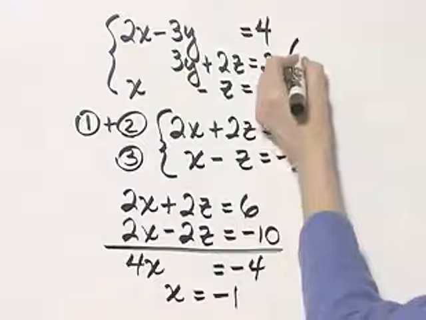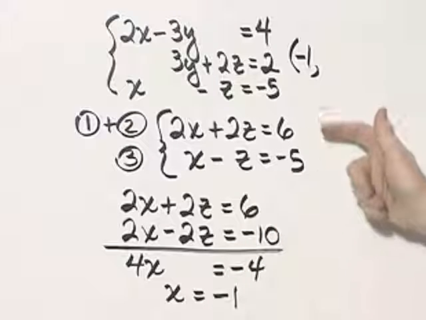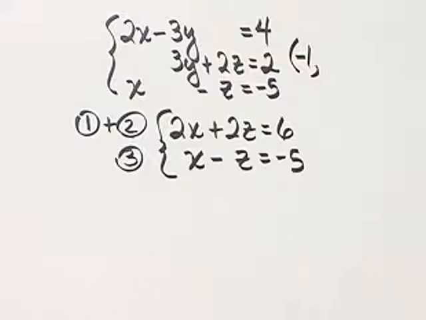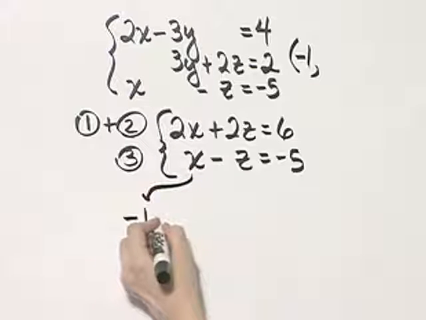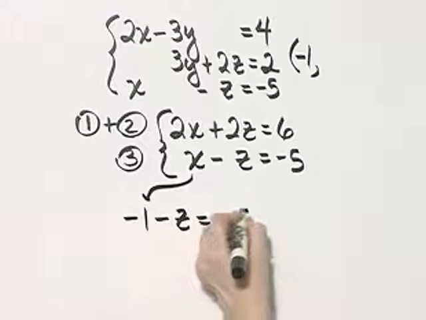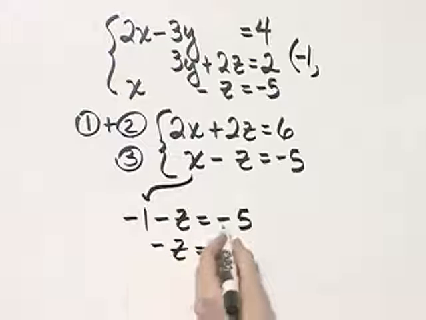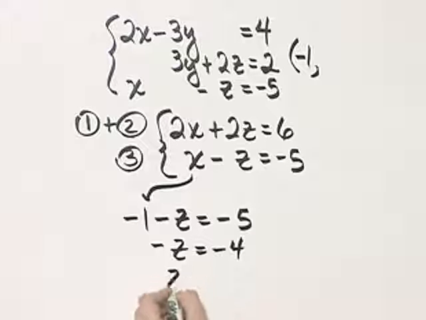So I have an x value. It looks like we have one ordered triple solution. The x value is negative 1. How can we find the corresponding z value? Pick an equation in x's and z's only. I'll go ahead and pick equation 3. Since x is negative 1, negative 1 minus z is equal to negative 5, I can solve this equation for z. So I'll have negative z is negative 5 plus 1, or negative 4, and if I solve for z, z is 4.